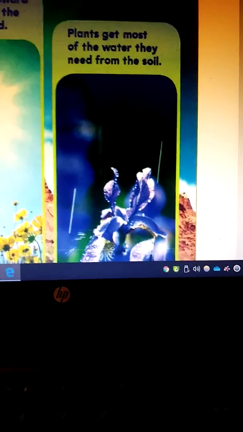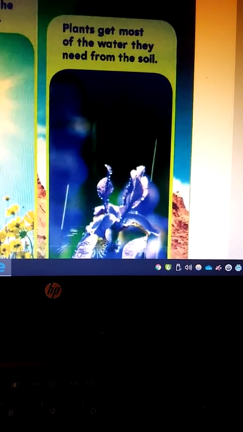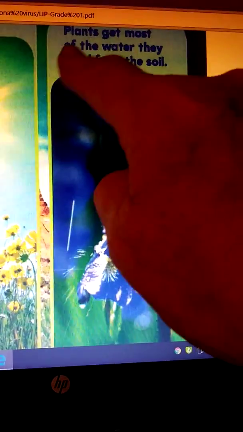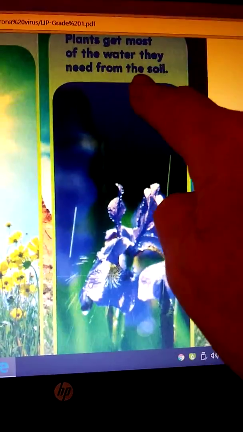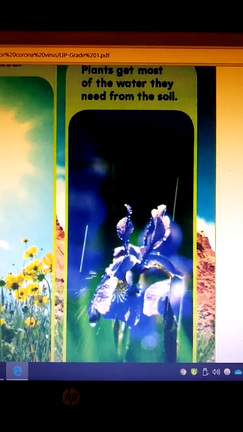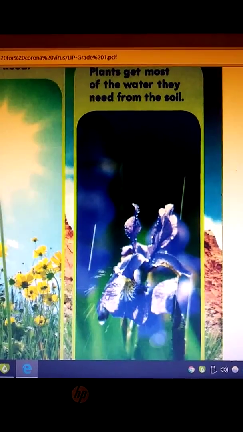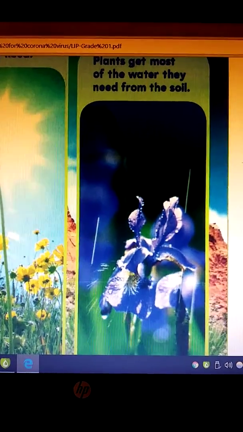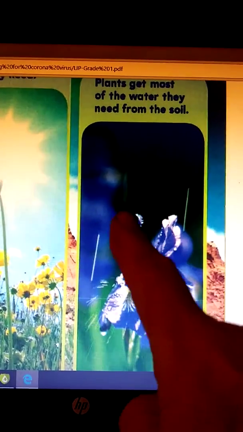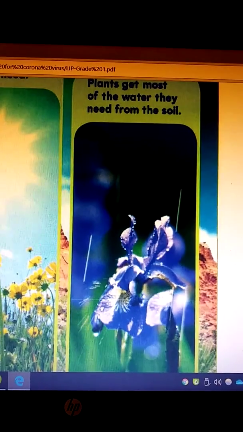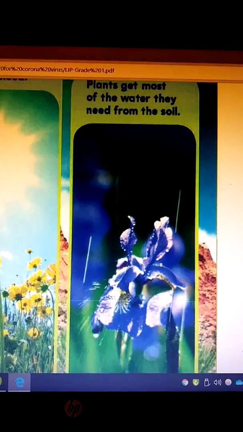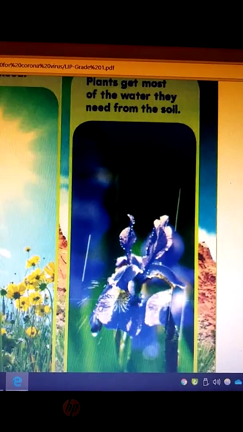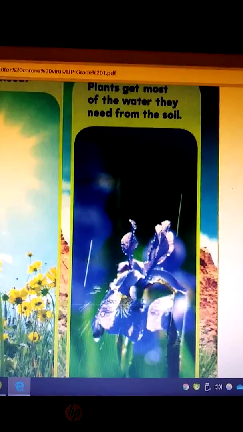Let's look at our next caption. Plants get most of the water they need from the soil. Where does the water come from? It comes from the soil. But how does the water get into the soil? Yes, it comes usually in the form of rain. Some plants might get it when the snow melts, but usually there's not too many plants growing at that time.